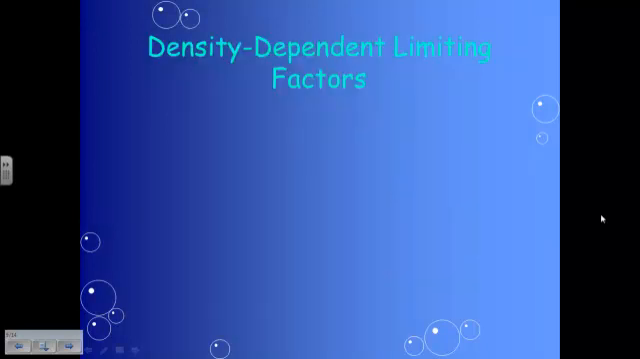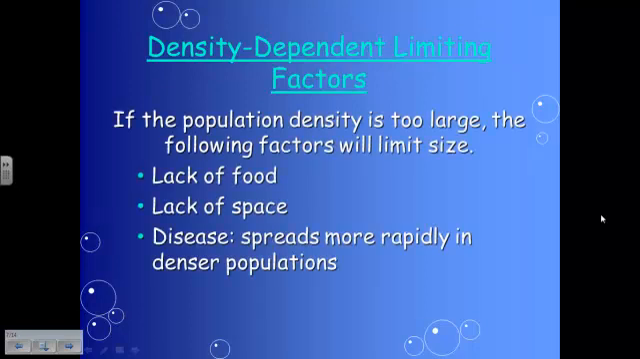In the limiting factors that we mentioned before, the limiting factors that can cause populations to start to level off and stop increasing, we find two different terms. The first being density-dependent limiting factors. These factors are all about the population density having some sort of effect on the rest of the population. So if the population density is too large, the following factors can limit the size. Lack of food, because the population is far too dense, there's not enough food to go around. Because the population is far too dense, there almost will be a lack of space. And because the population is dense, things like disease will spread more rapidly through communication and constant contact between one organism and another of this same population.